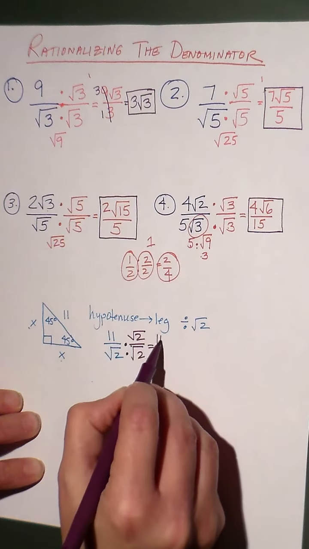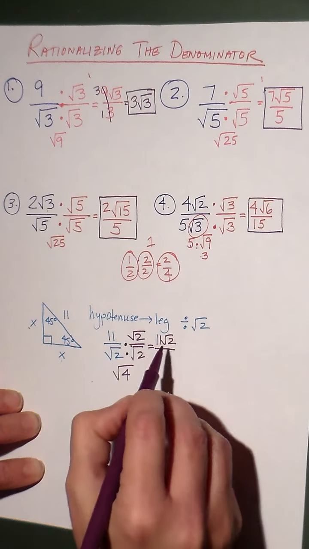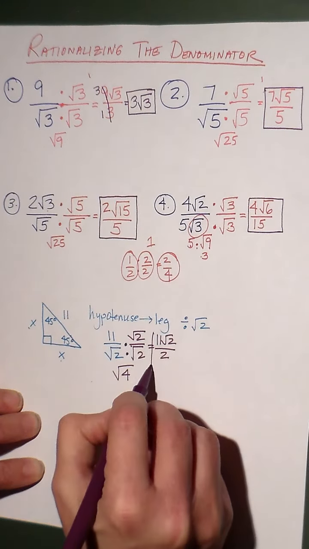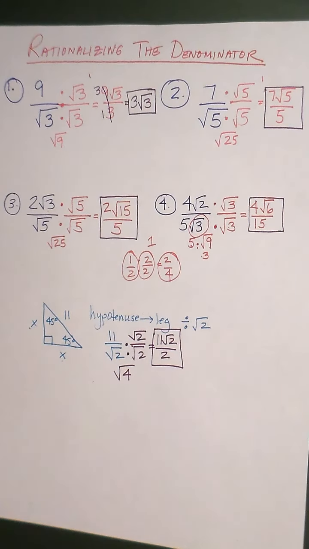So I will get 11 square roots of 2 on the top. Square root of 2 times square root of 2 is square root of 4, which is 2. Cannot simplify, and you're done. So that's how we would apply it in a 45, 45, 90.